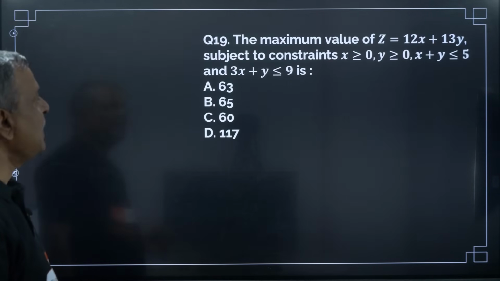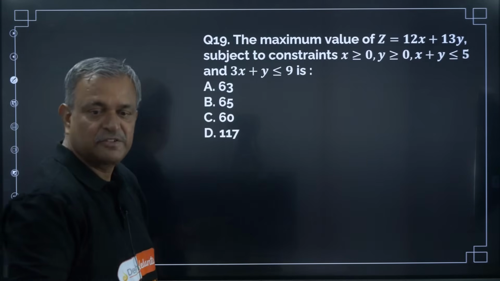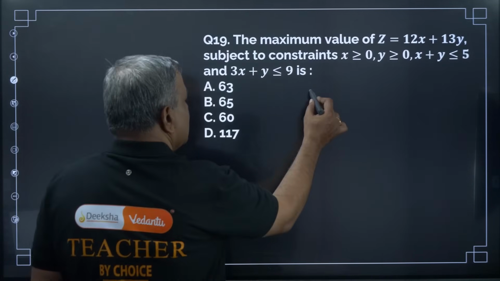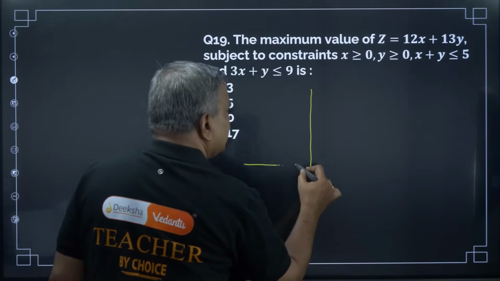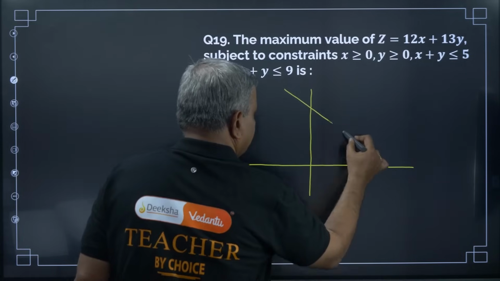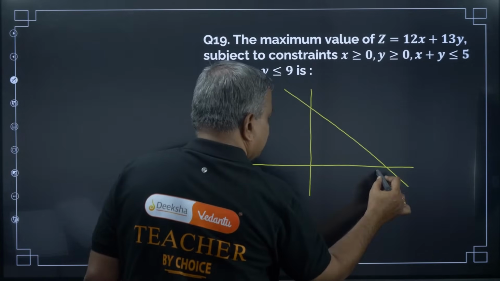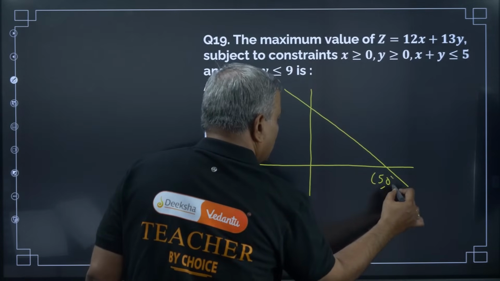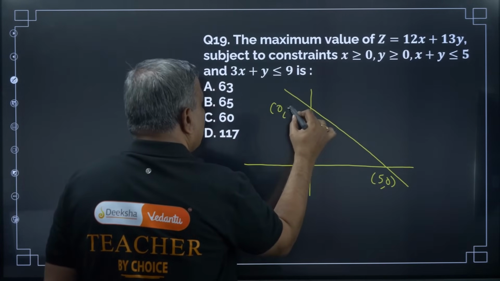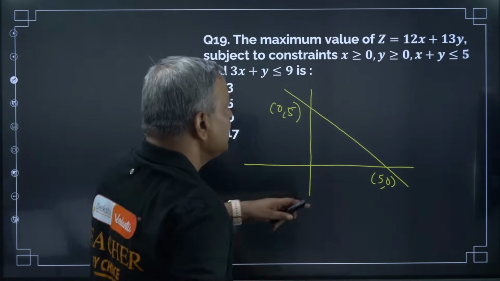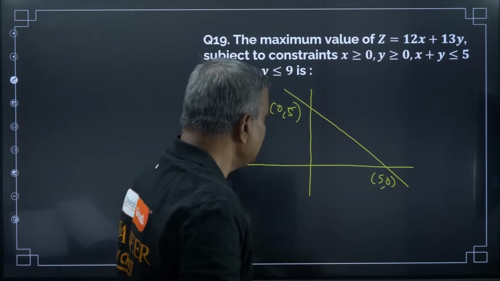19. The maximum value, this one is same as the previous problem. The concept is same. You have to draw x plus y is less than or equal to 5. So this is 5 comma 0, this is 0 comma 5. 0 0 is less than 5, so include the origin.